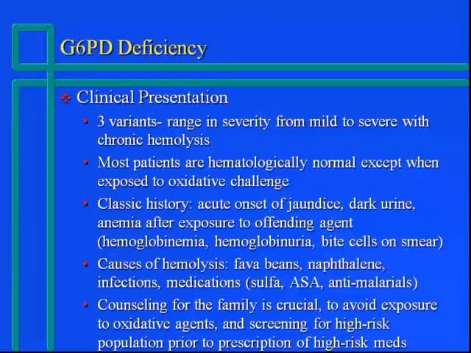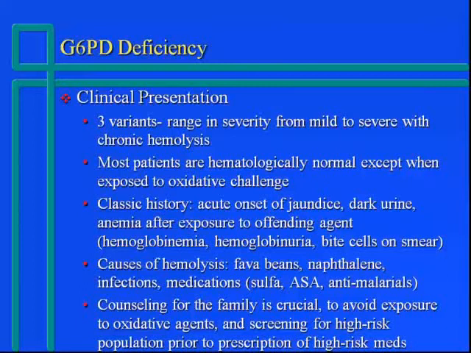So the classic history is a patient with acute onset of jaundice, with dark urine, and with severe anemia after exposure to an offending agent. And these patients will have hemoglobinemia, hemoglobinuria, and bite cells on their smear if you study them during the acute event. The causes of hemolysis, the classic is fava beans, and this disease is often called favism because of that association. Naphthalene, which is in mothballs, certain infections, and certain medications such as the sulfa drugs, aspirin, and antimalarials can all provoke a crisis.